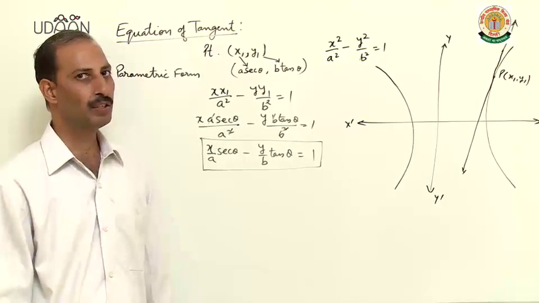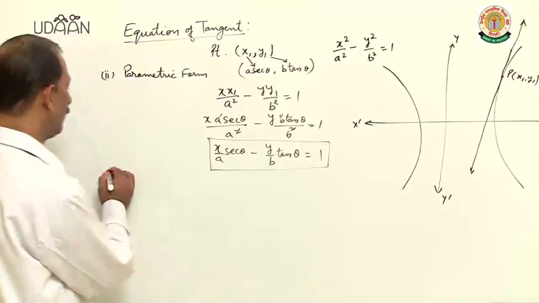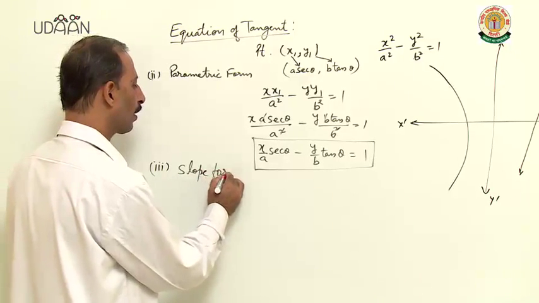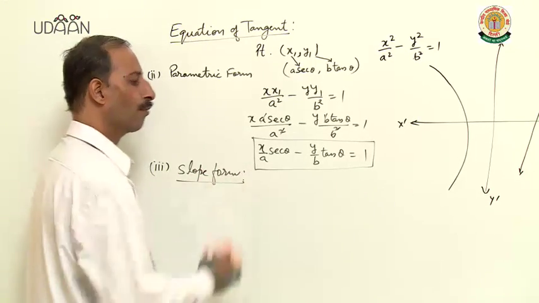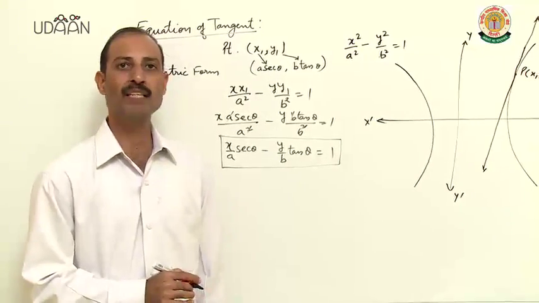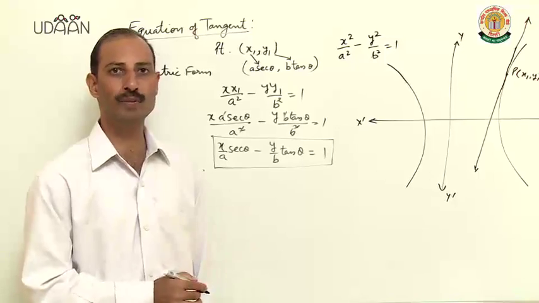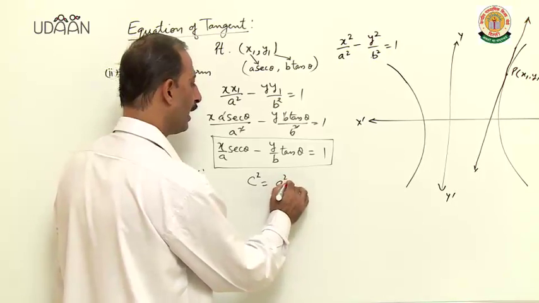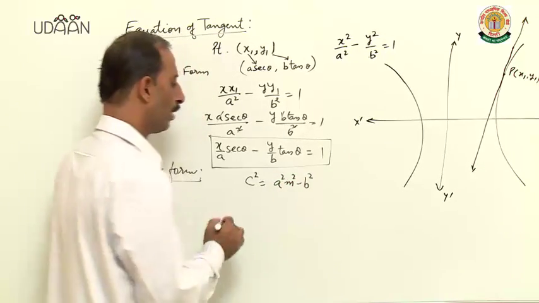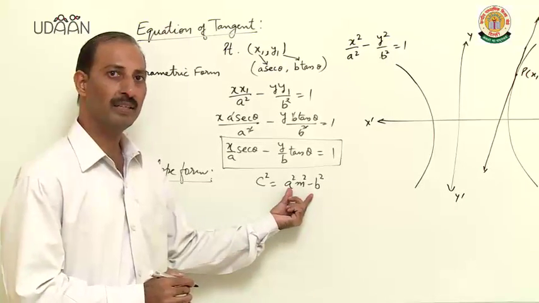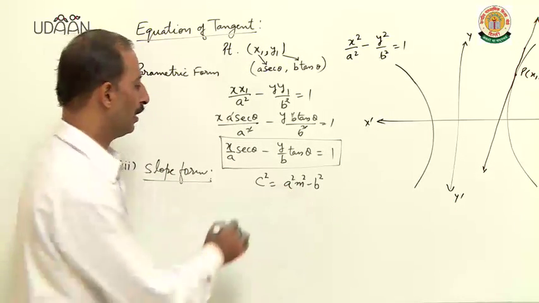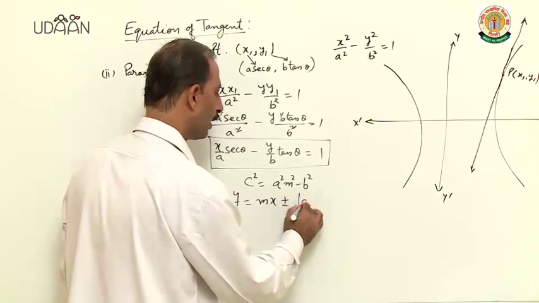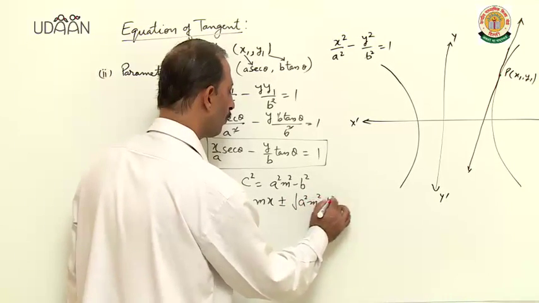And next form is slope form. So third one we can say equation of tangent in slope form. Slope form, I already told you when we have done the derivation, y is equal to mx plus c is the tangent of the equation. So condition for that we have found out there, c squared is equal to a squared m squared minus b squared. If this value we replace in the place of c in y is equal to mx plus c, then we will get the equation of tangent in slope form. y is equal to mx, value of c is square root of a squared m squared minus b squared.